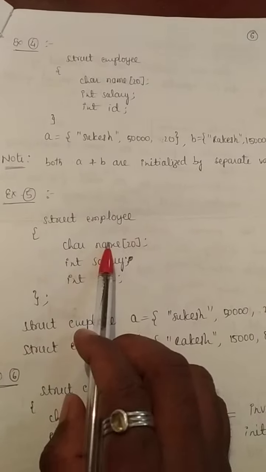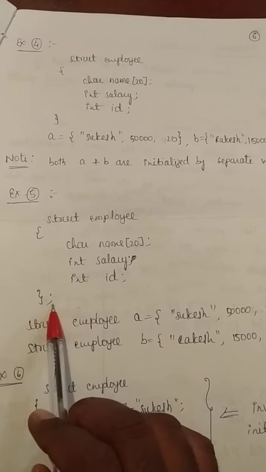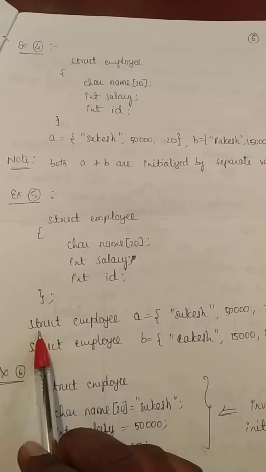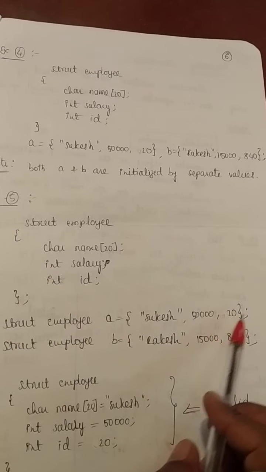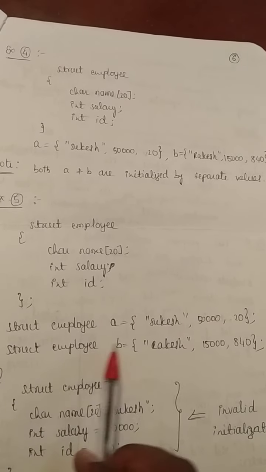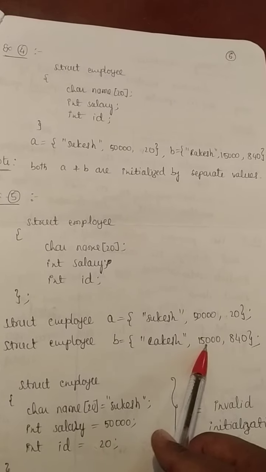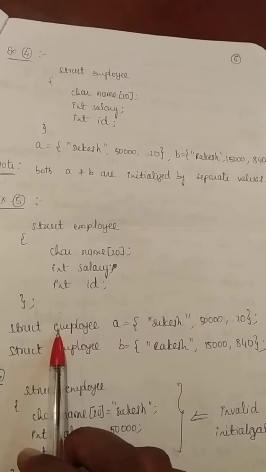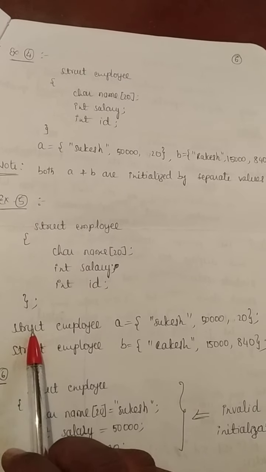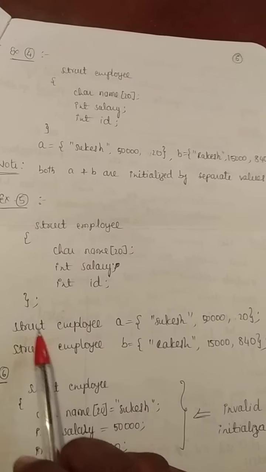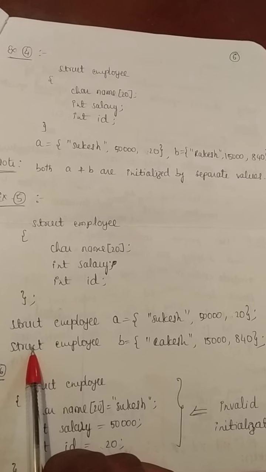Next, example 5. Struct employee, with name, salary and ID, and it ends with a semicolon. Here, struct employee A equals Sukesh, 50,000 and 20, semicolon. Struct employee B, Rakesh, 15,840. It means this is the structure declared here, and the structure variables are declared in the main function. These 2 statements you can write in the main function.